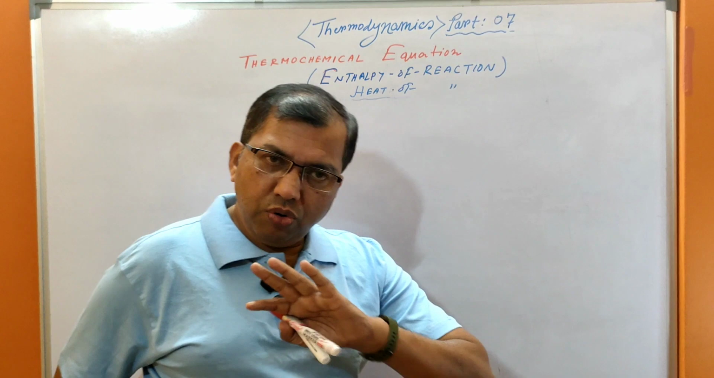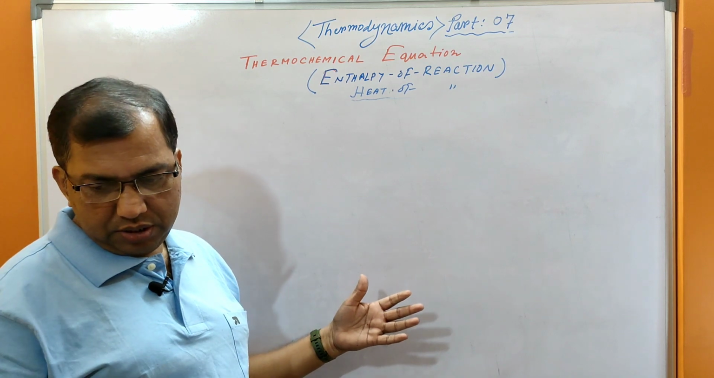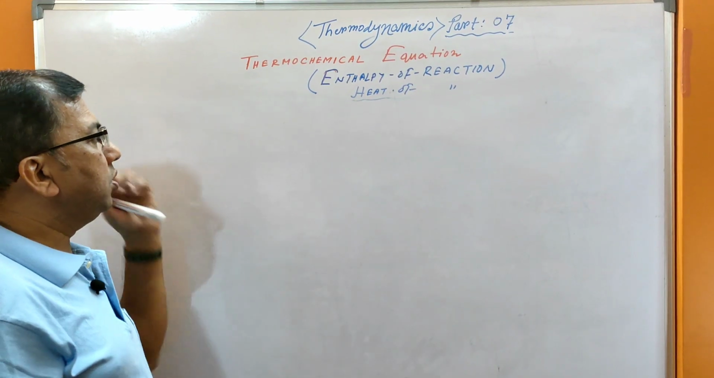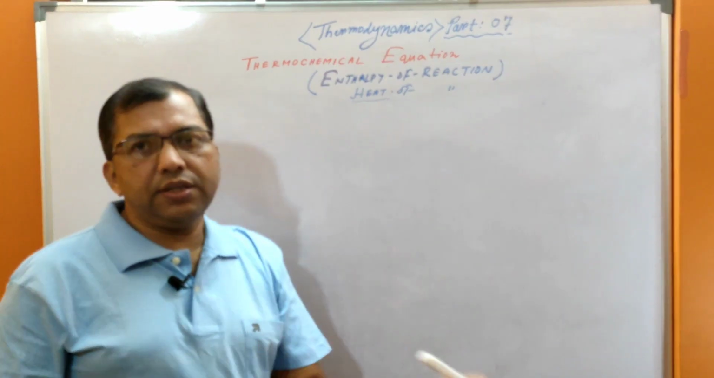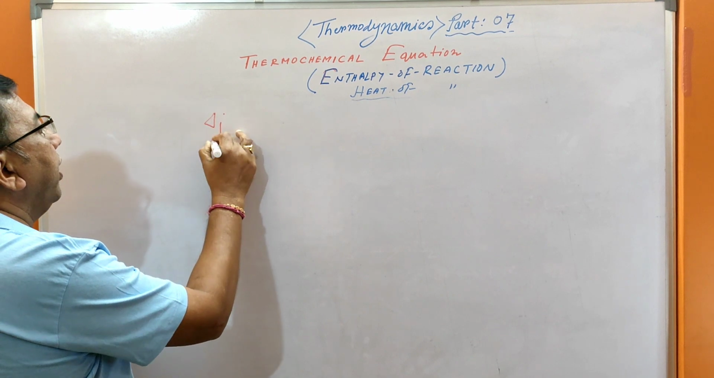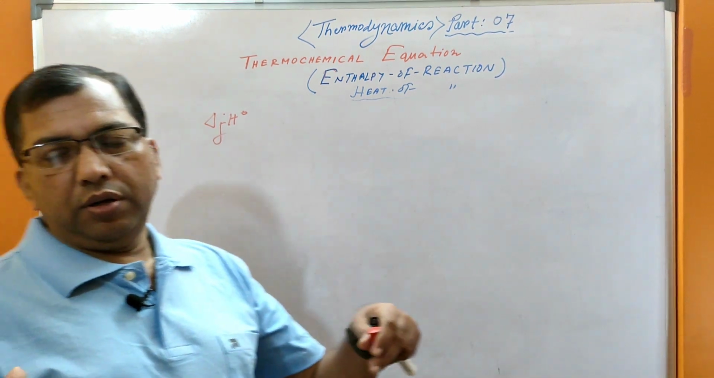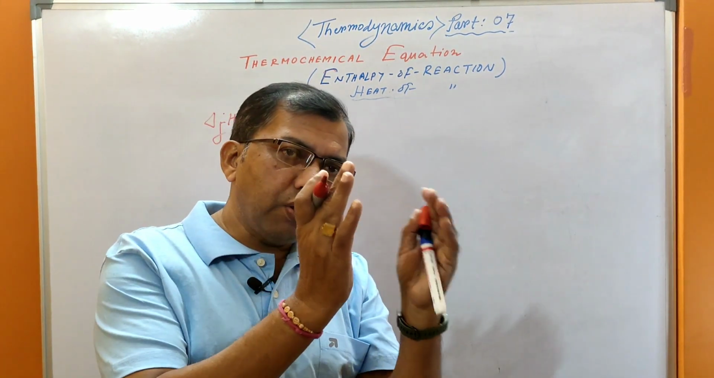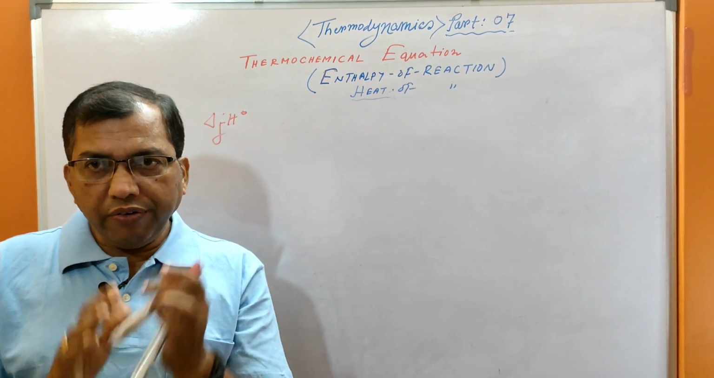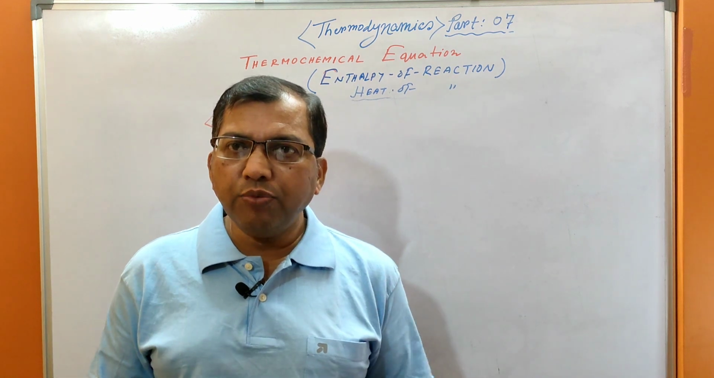All these things you have to go through in the book, the definitions. Then you know the definition of fusion, evaporation, and all this. The standard enthalpy of formation is delta F H. The enthalpy change in formation of one mole of a compound from its constituent elements is known as standard enthalpy of formation.